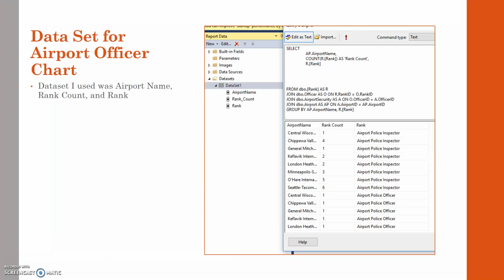Then here's my data set for the airport officer chart. For this, I'm using the airport name, the rank count, and the rank. The rank count is counting how many of those ranks are at that airport. And the rank is displayed so you know what rank they are.